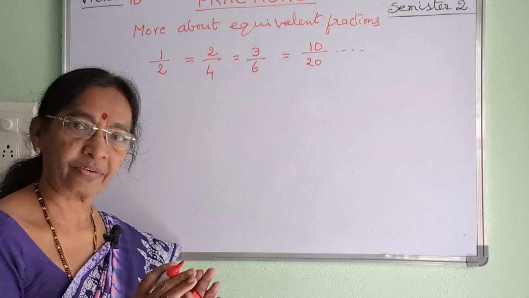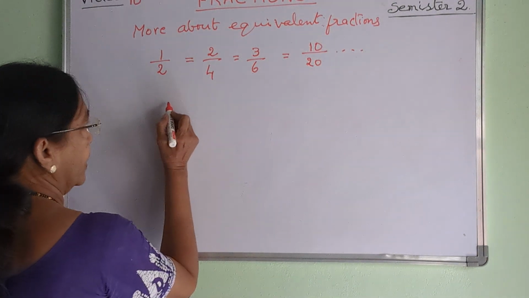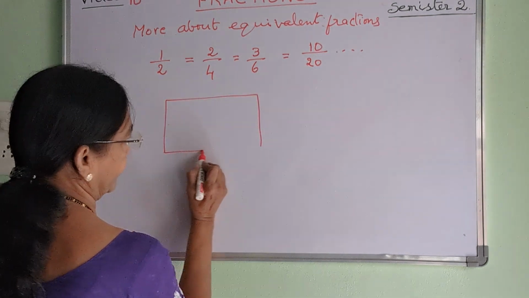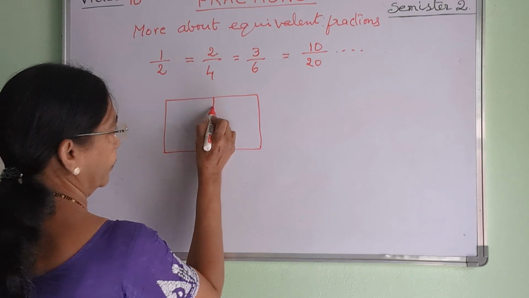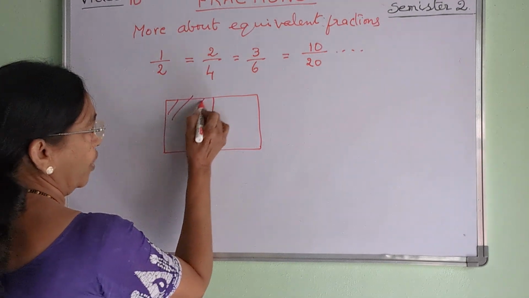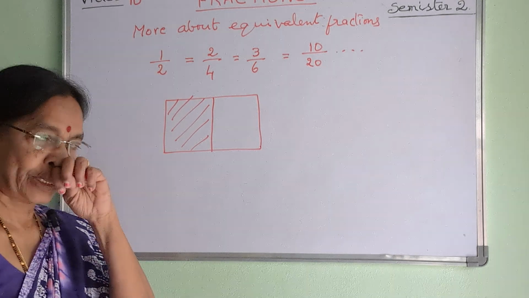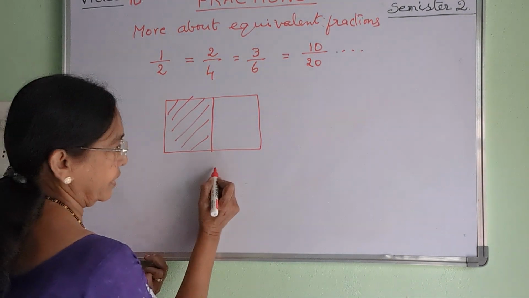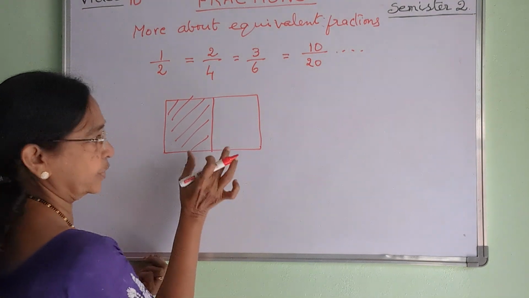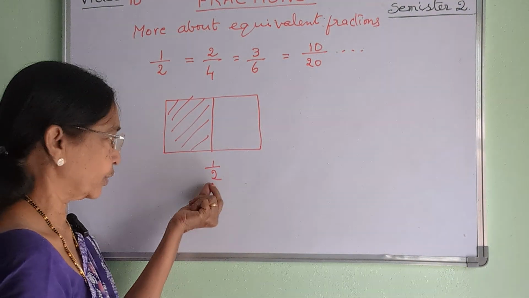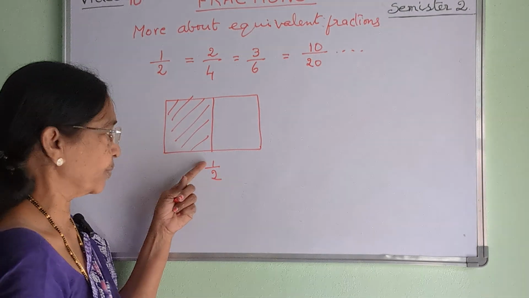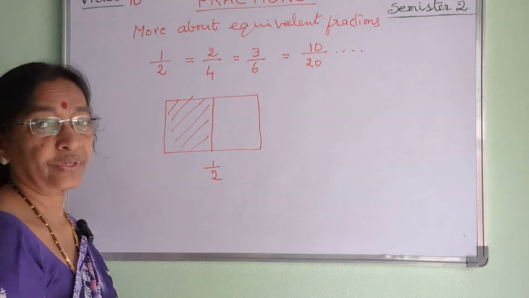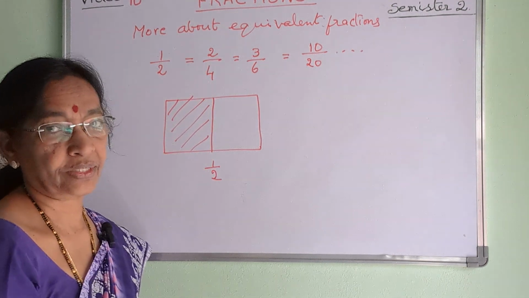For example, I will show pictorially. Let us consider a rectangle. Make it half and shade one half. So the fraction of shaded portion is 1 by 2, because the total number of equal parts are 2 and the shaded portion is 1 part. Therefore, this is 1 by 2. And 2 by 4 is an equivalent fraction.